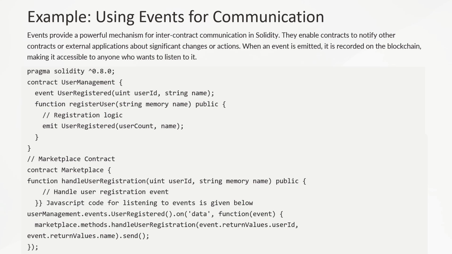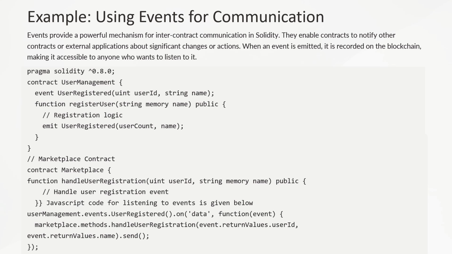and name. The marketplace contract has a function handleUserRegistration, which reacts to the UserRegistered event to handle user registration events. Next is the JavaScript for listening to events. The userManagement.events.UserRegistered script sets up an event listener on the UserRegistered event emitted by the user management contract. Upon receiving data from the event, it triggers a JavaScript function to handle the event by calling the handleUserRegistration method in the marketplace contract with the user ID and name data from the event.